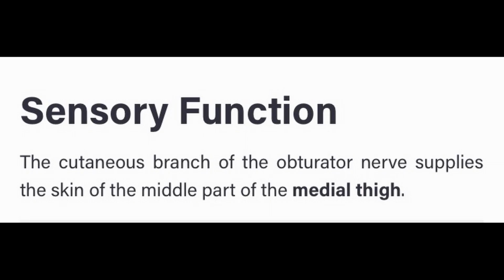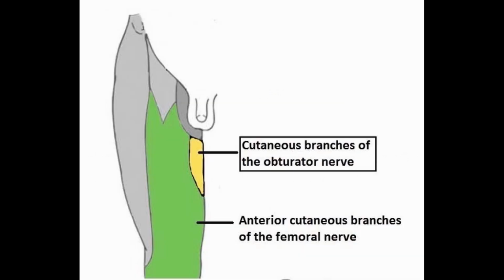Now the second one is sensory function. The cutaneous branch of the obturator nerve supplies the skin of the middle part of the medial thigh. As you can see on the diagram, there is a cutaneous nerve supply to the middle side of the thigh. So this is the sensory function of the obturator nerve.